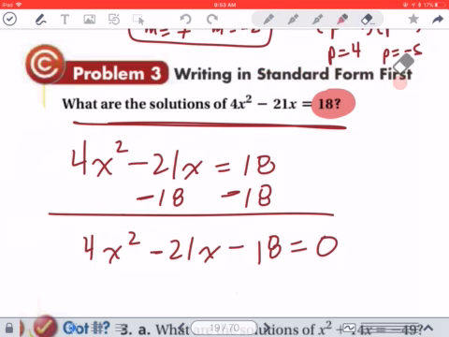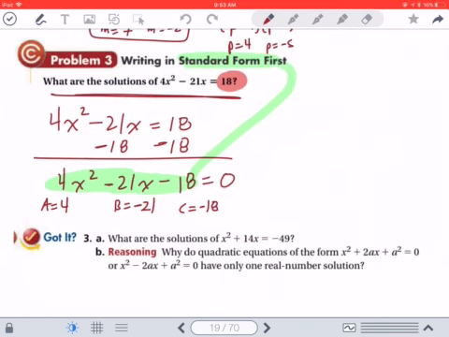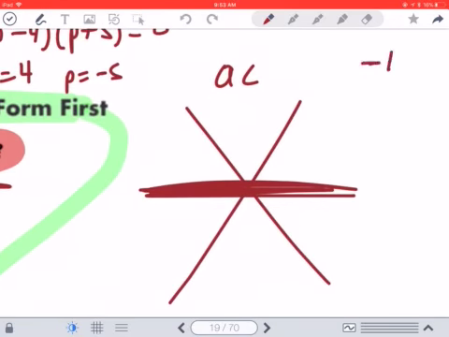So now, this one, I went from red to green here, is in standard form. Then we recognize that we can only identify A, B, and C after it's in standard form. A is 4, B is negative 21, and C equals negative 18. So when we factor this one, we have to use this X method, but we have to draw a horizontal line there. And I'm going to multiply A times C, if you remember from last week. And A times C is going to be 4 times negative 18.